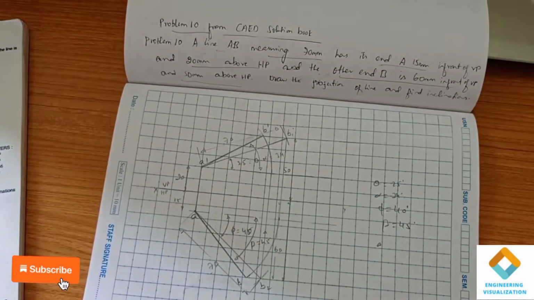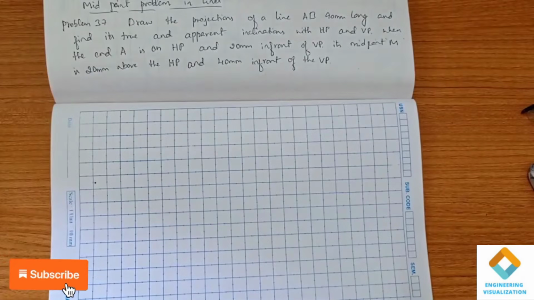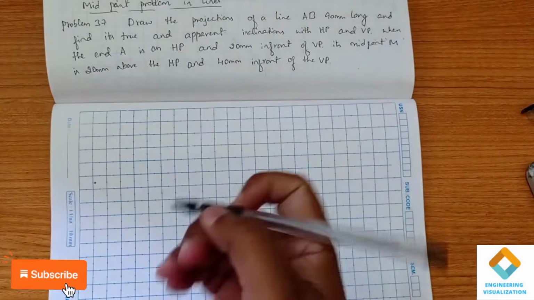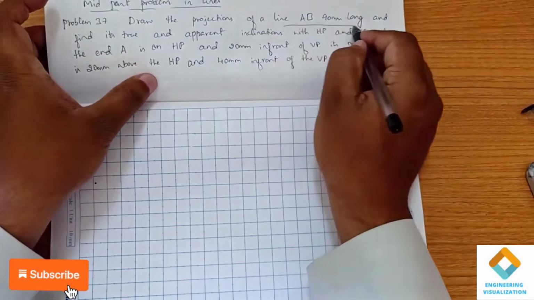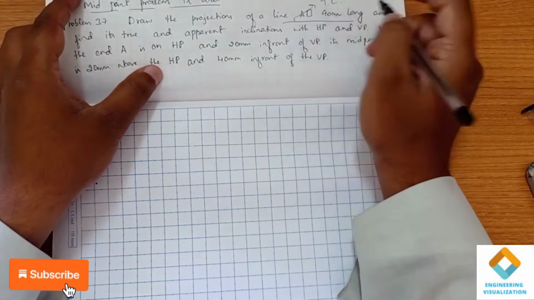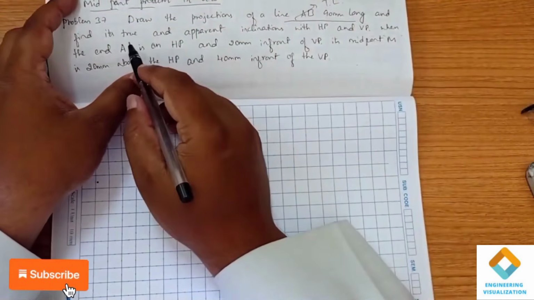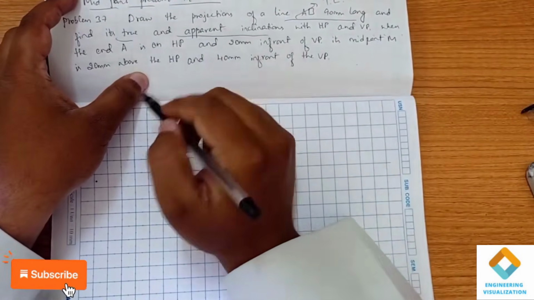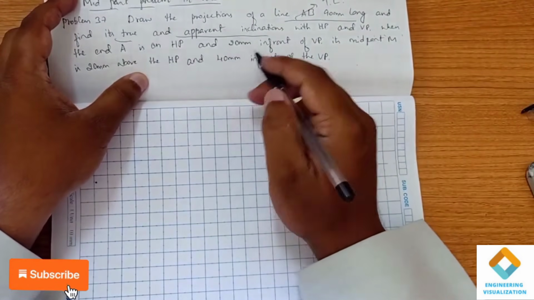Okay. Today we are going to learn about midpoint problems in lines. So it is problem number 37 from CAD solution book. So you can see in this problem, draw the projections of a line AB 90 mm long. So here they have given the true length of the line, okay, and find its true and upper end inclinations. We have to find out, that is theta, psi, alpha, beta, everything.